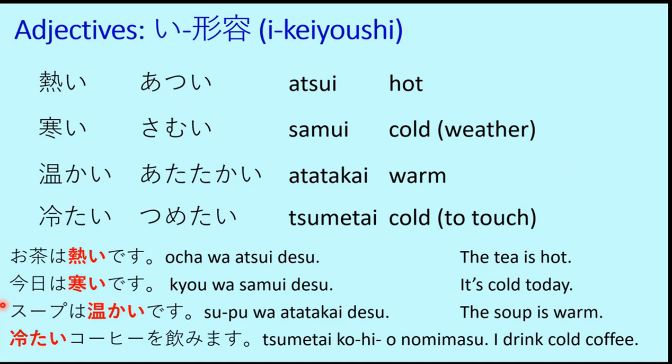Tsumetai kohi o nomimasu. I drink cold coffee. Or we can also say watashi wa tsumetai kohi o nomimasu. I drink cold coffee. Or if I say tsumetai kohi o nomimashita, that means I drank cold coffee or I was drinking cold coffee. So atsui, samui, atatakai, tsumetai. Very, very important to understand the differences between samui and tsumetai and atsui, atatakai.